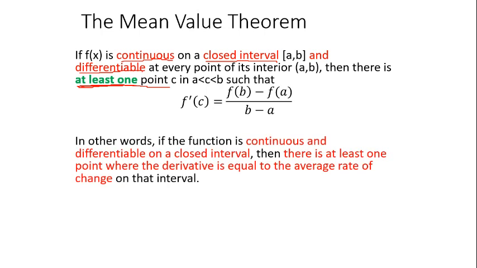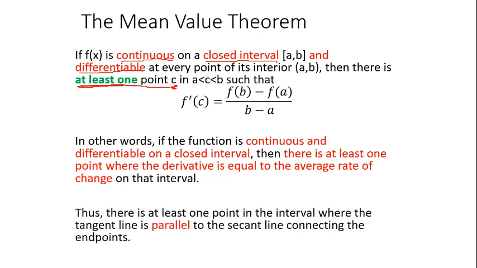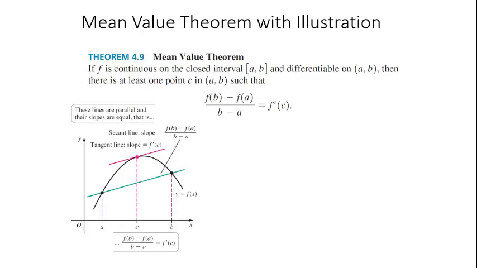If you want the plain English version, in other words, if you have a function that is continuous and differentiable on a closed interval, there is at least one point where the first derivative is equal to the average rate of change. There was a point where the instantaneous velocity equaled the average velocity. If you're thinking in terms of graphs, that means there's at least one point on the interval where the tangent line is parallel to the secant line. Remember, the first derivative deals with the slope of the tangent line, average rate of change deals with the slope of the secant line. There is at least one point where they are parallel.